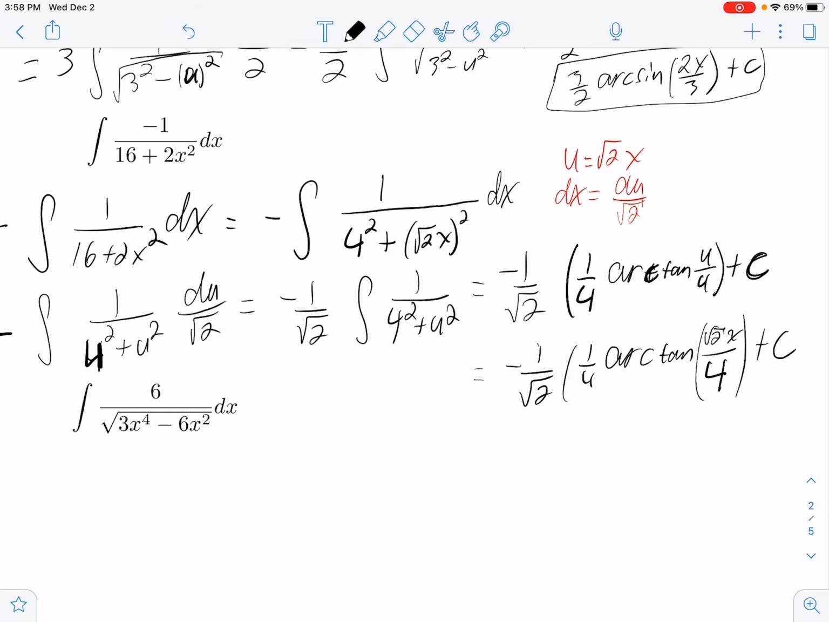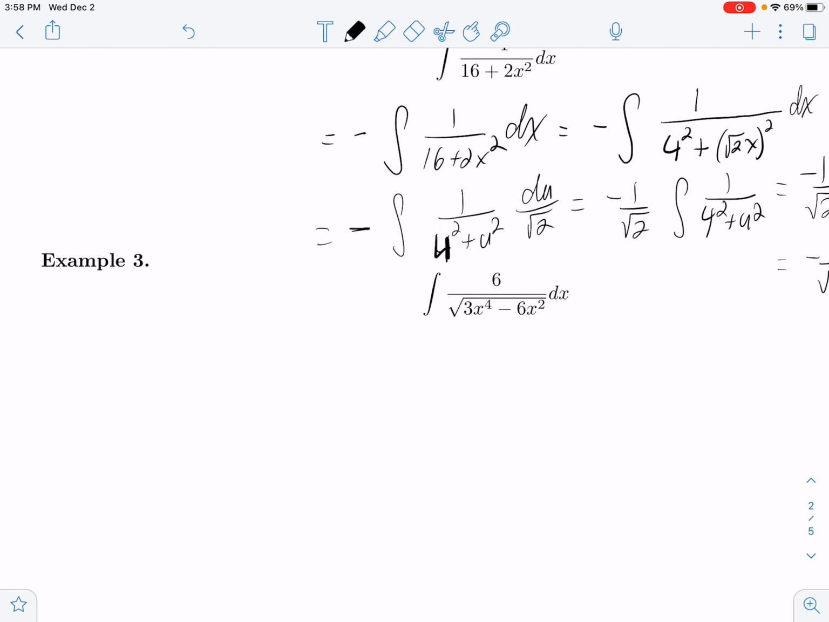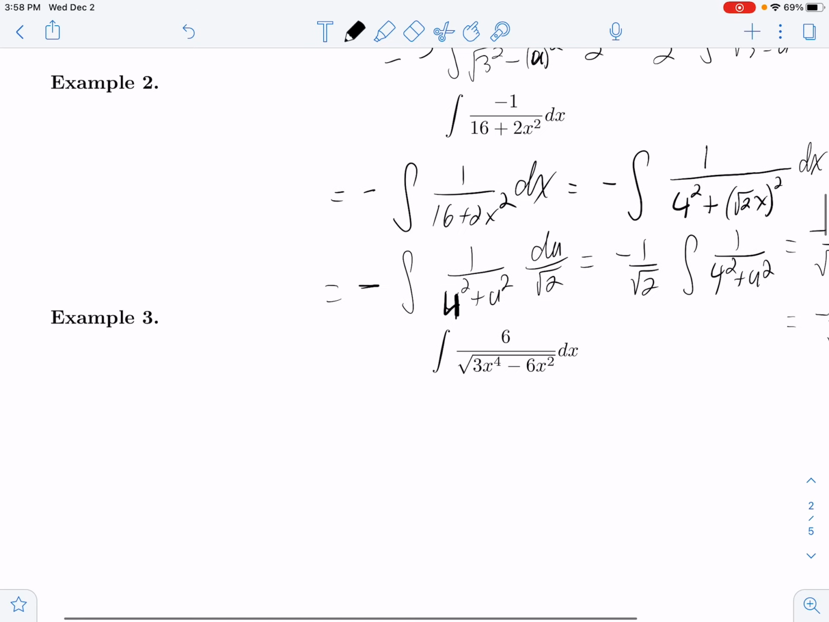All right, and now finally we have question 3 here. Now question 3 is a little tricky. It doesn't exactly look like any of our rules to begin with. But you might notice we can do a little factoring. Right, so let's start. Let's pull the 6 out. 1 over, and we notice we can actually factor an x squared out of these two things.